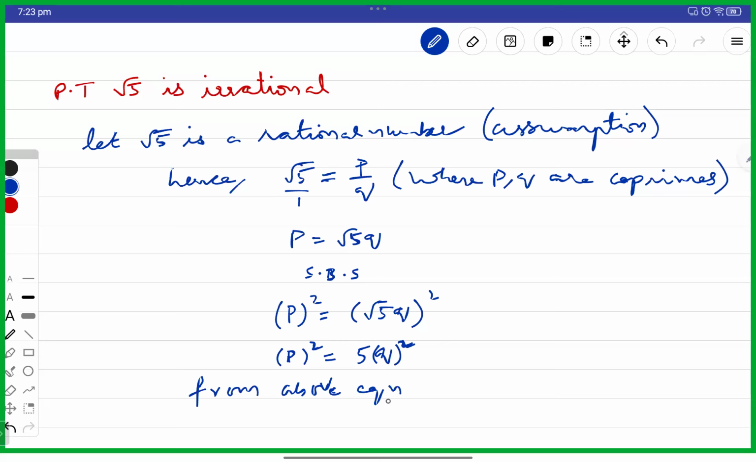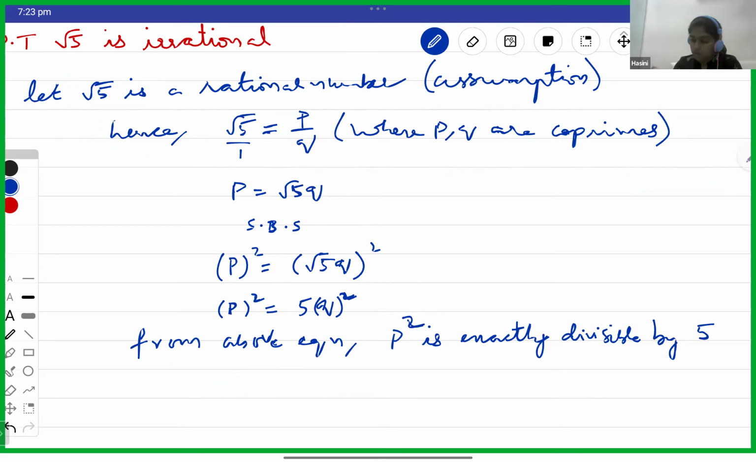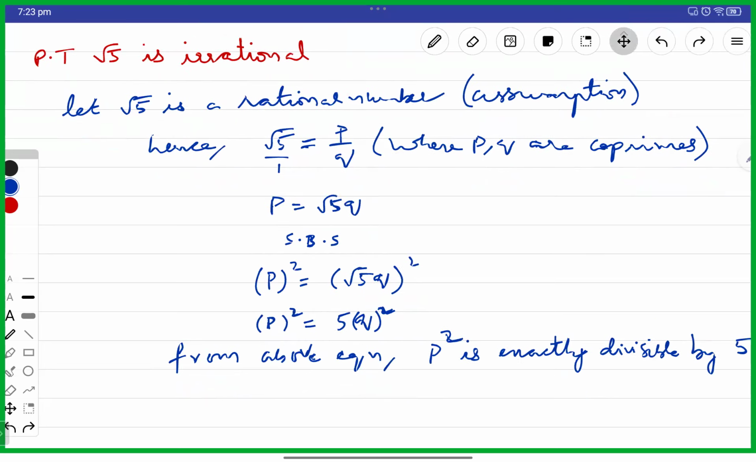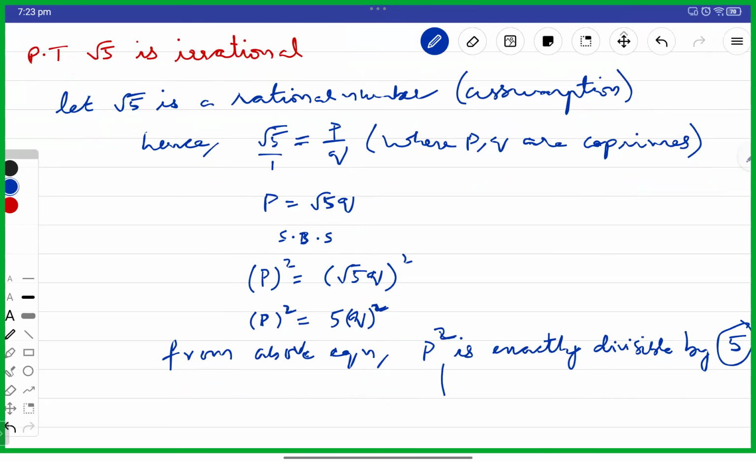From the above equation, you can tell p square is exactly divisible by 5. Yes, sir. So just before we learned one theorem, Hasini, when 5 is a prime number. So 5 divides p square, what is the meaning of this? p square is exactly divisible by 5 means 5 divides p square. So 5 divides p also, as per the theorem.